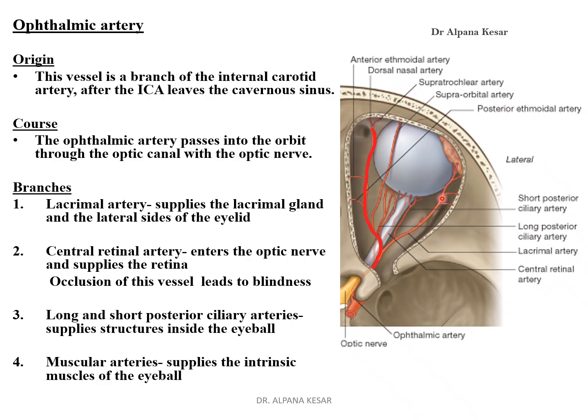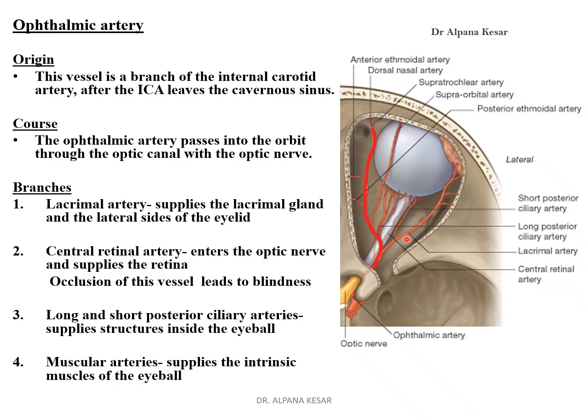In the orbital cavity, it gives off several branches. Some of the branches given off by the ophthalmic artery are the lacrimal artery, which supplies the lacrimal gland and the lateral side of the eyelid.